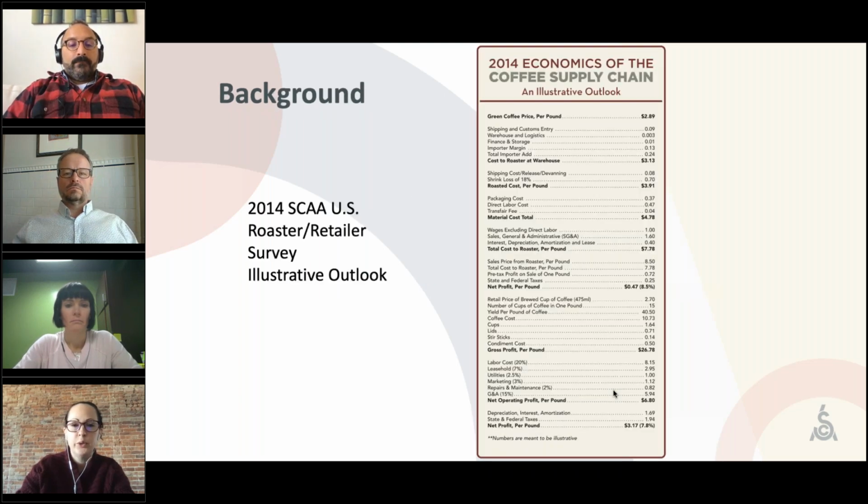So then moving to 2014, with the same idea, SCAA at the time sent out a roaster retailer survey. It was a very small study, but we looked at about 10 small to medium roasting companies and retail and gathered some information and took the aggregate. So this is the illustrative outlook from that. You might recognize this infographic from different presentations or on social media, but in 2014, we released this one.